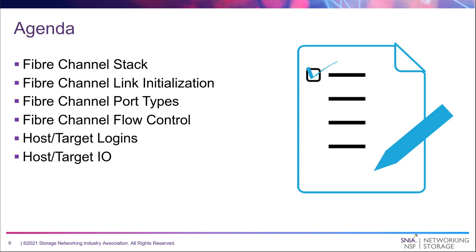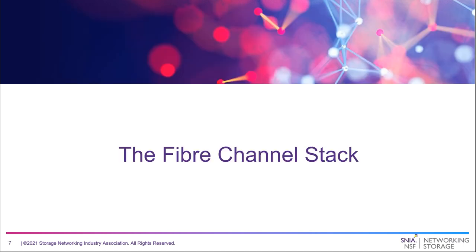Thanks, John. Hey, everyone. This is Ed Mazurek. Again, I'm with Cisco, and AJ and I are going to give you a beginning to end understanding of how hosts and targets communicate. We're initially going to talk about the Fibre Channel stack and how links initialize. Then we're going to talk about a couple of port types. There's many other ones, but we're going to concentrate on the ones that are important. And we're going to talk about buffer-to-buffer credit flow control, which is very important in the Fibre Channel world. We'll then go into logins and some of the flows that happen. And then eventually we'll get to the end where we'll talk about the actual I/O that happens. So this is our agenda for today. Go ahead, AJ, take it away.